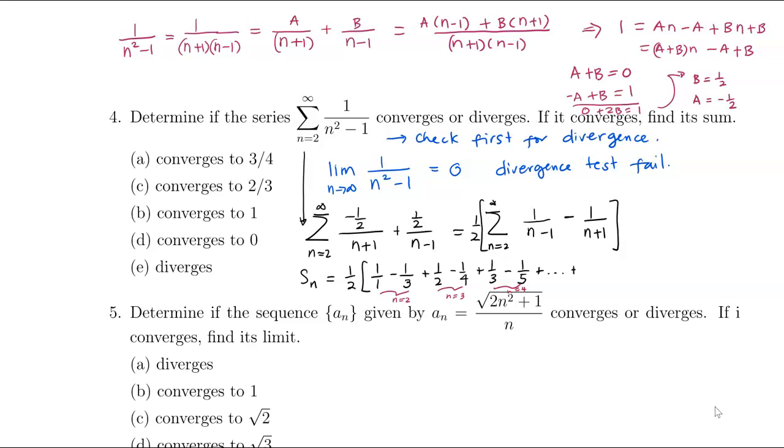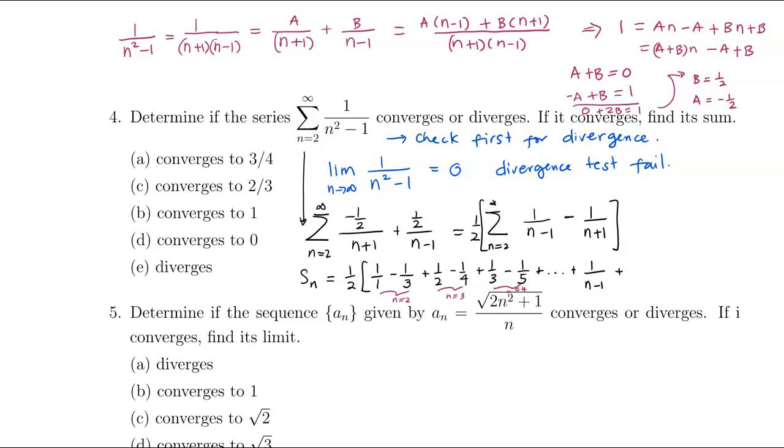Okay, so what would be the last term? That would be the nth term. That would be 1 over n minus 1 minus 1 over n plus 1. So what do you notice here? Before that, we will have to write down the first few, okay?